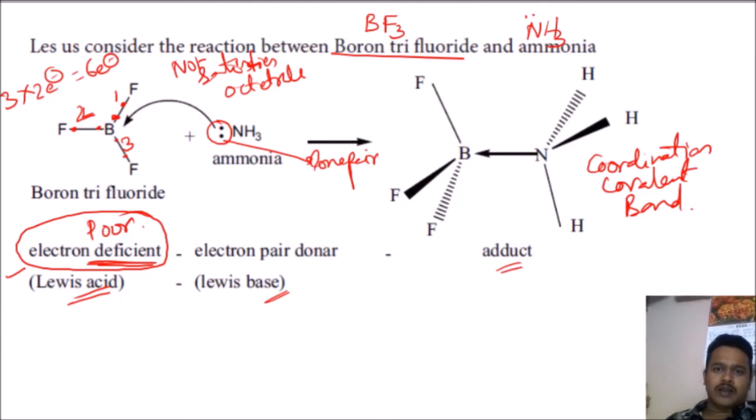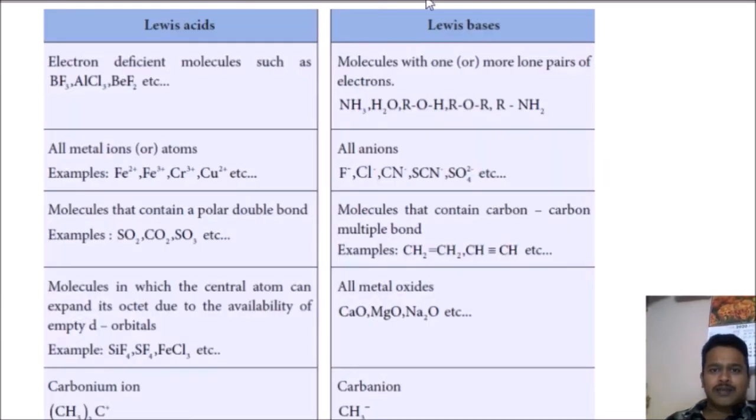Okay, and some differences we will see. This will come as a 2 marks or 3 marks question in your examination. Easy only. Lewis acids and Lewis bases. Acids are electron deficient molecules such as BF3, AlCl3, BeF2. Electron deficient, electron poor species, because they have not satisfied their octet. So they are all called Lewis acids.